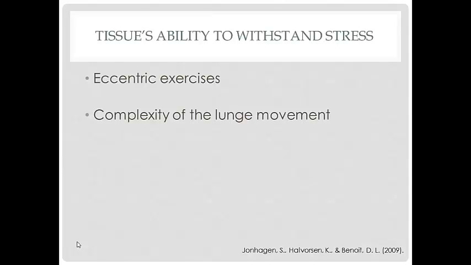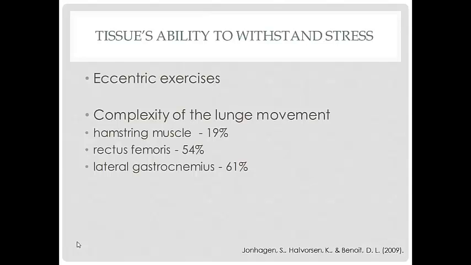They show that in a forward lunge, the eccentric activation of the hamstring group happened during only 19% of the lunge cycle. Rectus femoris was eccentrically activated during 54% of the lunge cycle, and the lateral gastrocnemius during 61% of the lunge cycle. Another interesting point is that the three muscle groups are active to some degree throughout the lunge cycle. This characteristic may increase the tissue's ability to withstand the stress imposed by the movement.